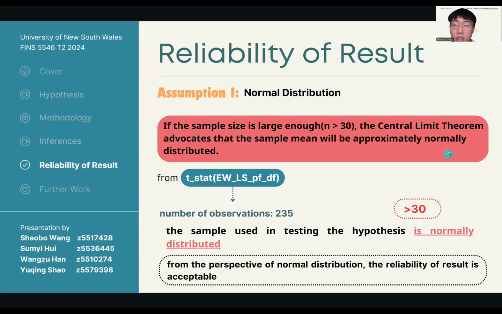Firstly, we introduce the normal distribution. From the central limit theorem, we can say if the sample size is larger than 30, the sample may be approximately normally distributed. And the sample we used in testing the hypothesis is 235. So we can say it's normally distributed. So from the perspective of normal distribution, the reliability of the result is acceptable.